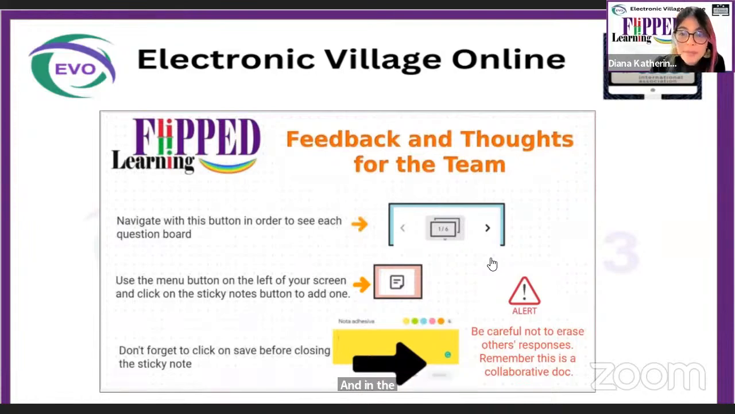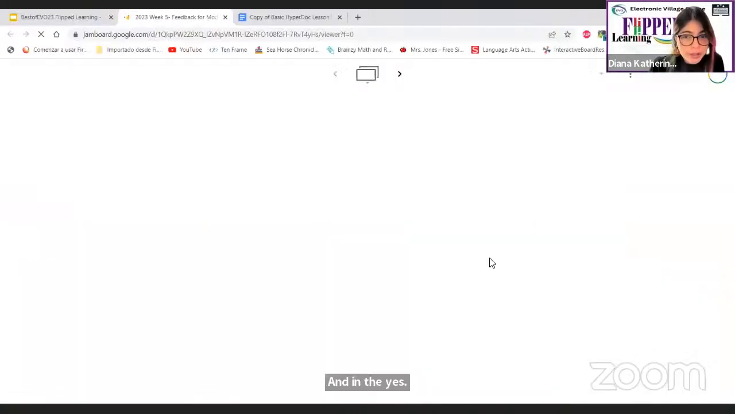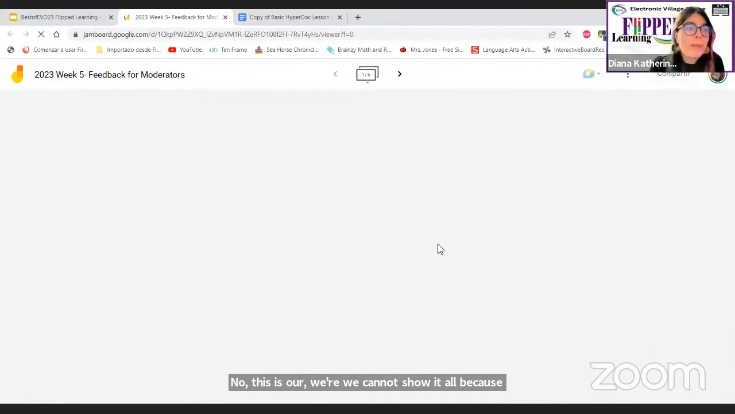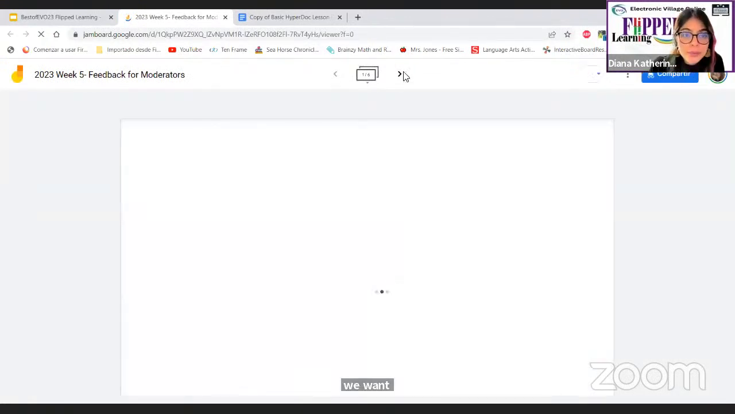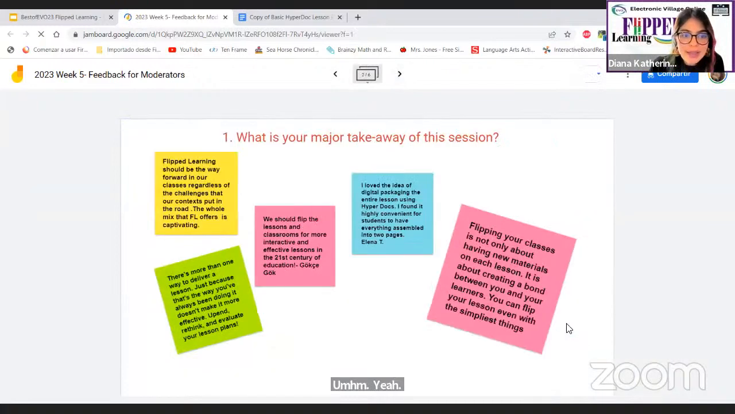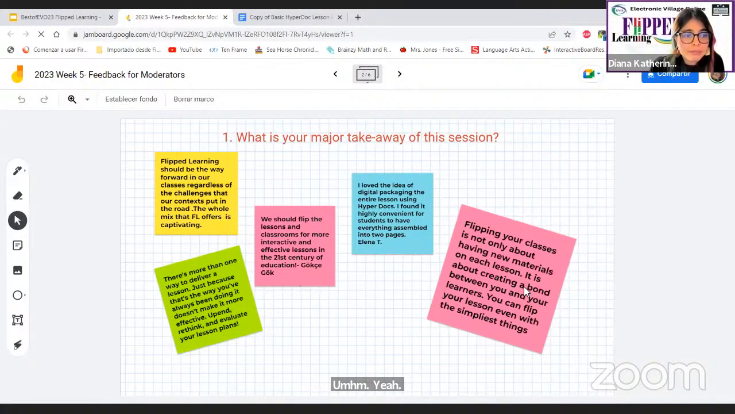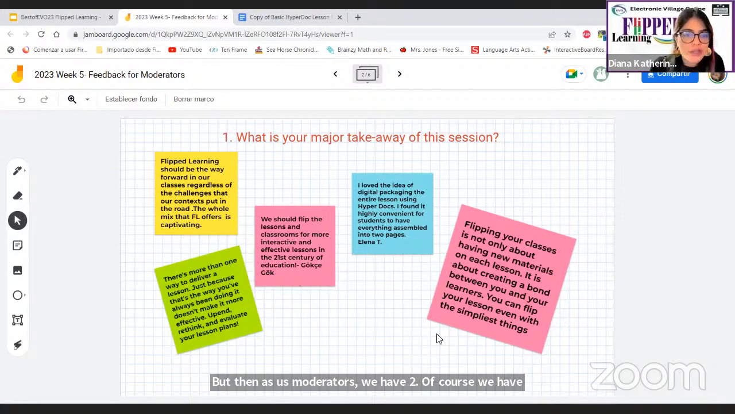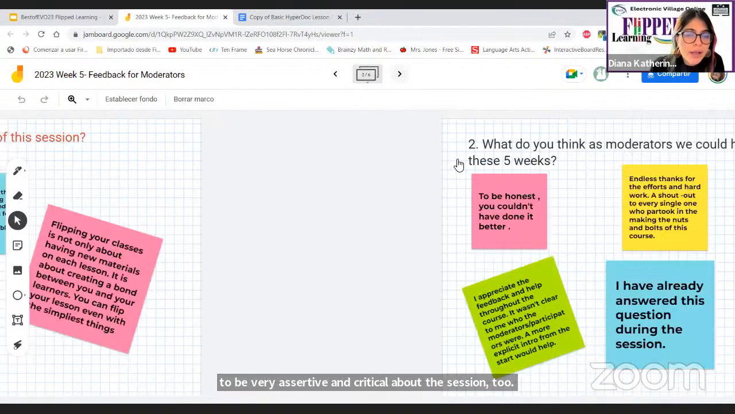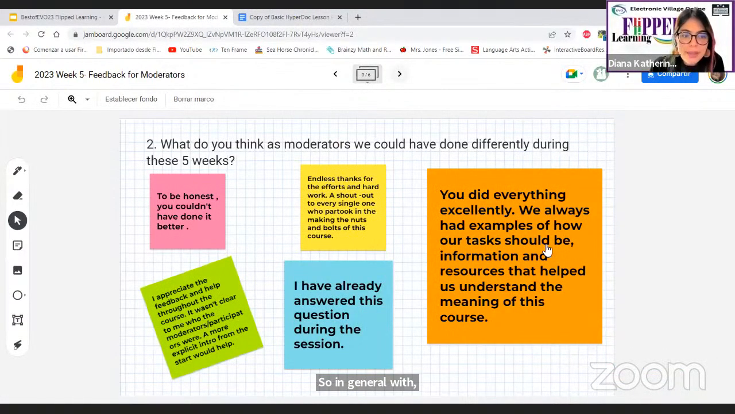We cannot show it all because we're a little bit short of time, but we want to show you some of the feedback we received from our participants in this Jamboard. In general, it was very positive. But as moderators, we had to be very assertive and critical about the session too. In general, we had very positive feedback from participants.